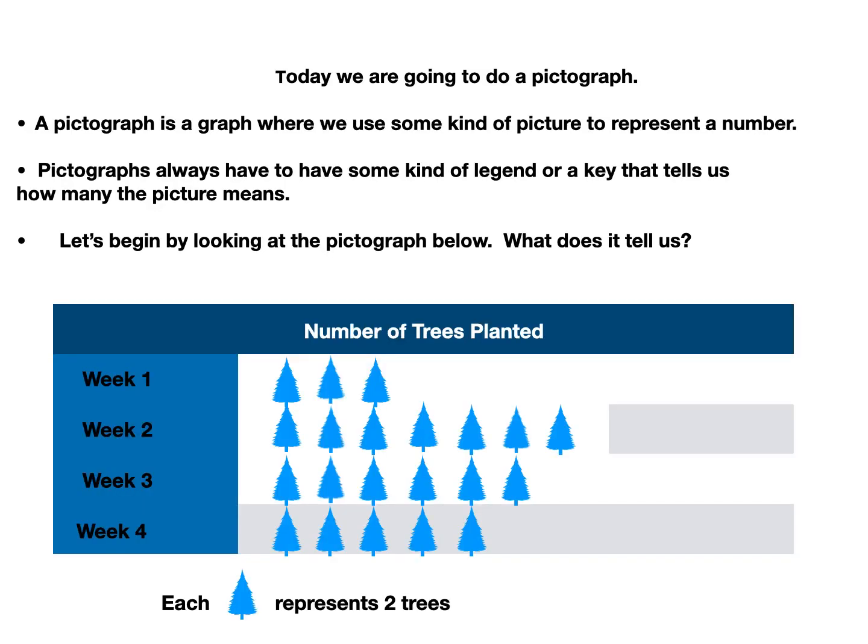Today we're doing a pictograph. A pictograph is a graph where we use some kind of picture to represent a number. Pictographs always have to have some kind of legend or key that tells us how many the picture means. Let's begin by looking at the pictograph below. What does it tell us?